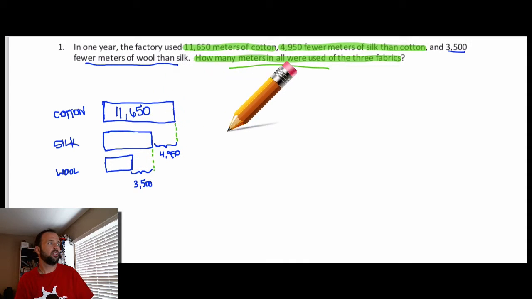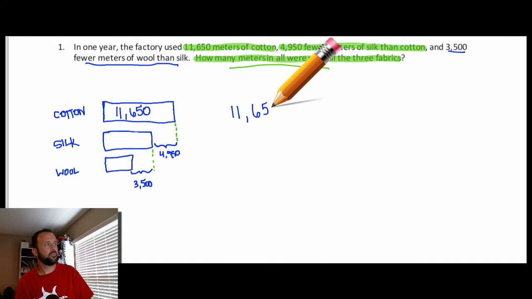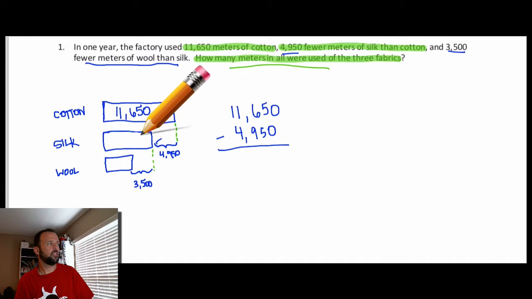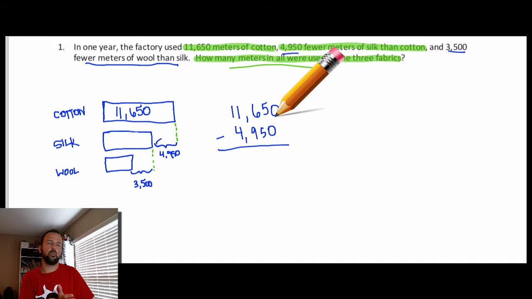So I'm going to take the amount of cotton that we have, which was 11,650, and I'm going to subtract how much fewer silk that we used, because it said we used 4,950 fewer meters of silk. So I'm going to subtract those numbers, and that should give me what's left over here, okay? The total amount of silk that we used. So I can start in my ones place, going to move right to left.